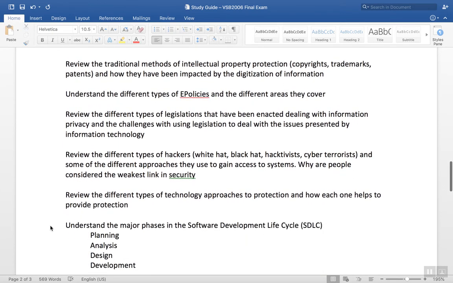We talked a little bit about security, some of the different types of security. There are different types of hackers: white hat, black hat, hacktivists, cyber terrorists, and some of the different types of security approaches that are used to provide protection. And the idea that people are the weakest link in security.